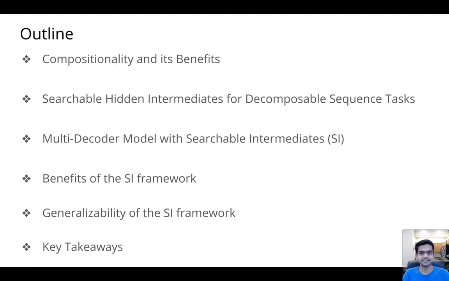This talk is outlined in 6 main parts, where I will first discuss what is compositionality and its benefits towards building complex systems. I will then talk about our proposed Searchable Hidden Intermediates framework, followed by an instance of this framework applied to speech translation using our multi-decoder model. I will then present the benefits of our framework and support them with some additional generalizability tests. Finally, I will conclude with some key takeaways of our work.